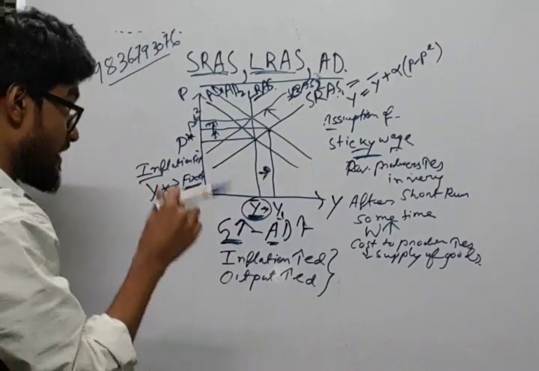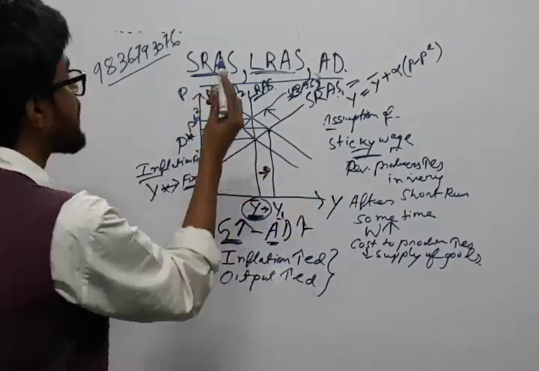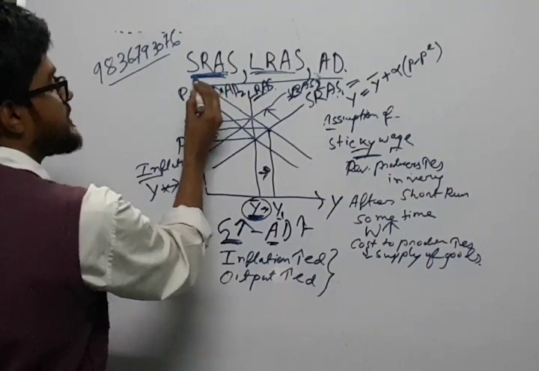In the next video, we'll talk about how the short-run aggregate supply curve differs from the long-run aggregate supply curve, and then we'll talk about how we derive the Phillips curve from the short-run aggregate supply curve.